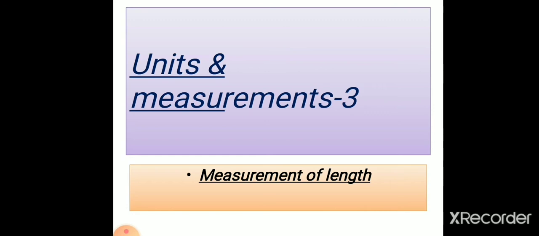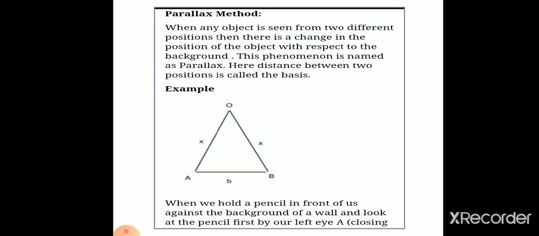Today, we'll be dealing with the topic measurement of length. The first method is parallax method. According to this method, when any object is seen from two different positions, there is a change in the position of the object with respect to the background. This phenomenon is termed as parallax, and the distance between two positions of observation is called the basis.